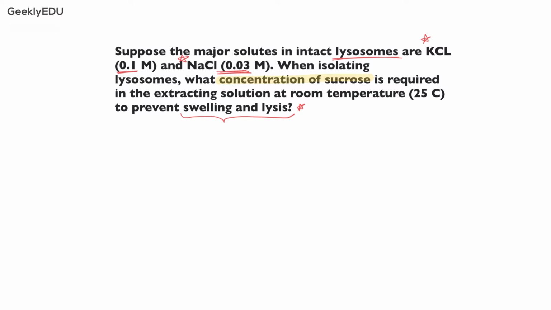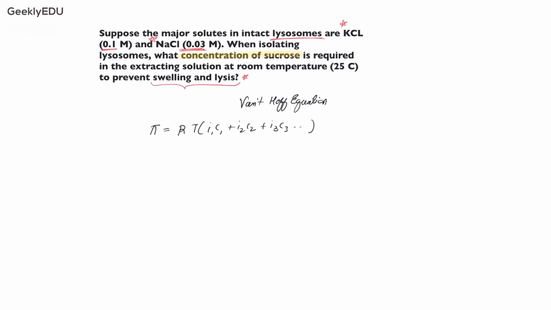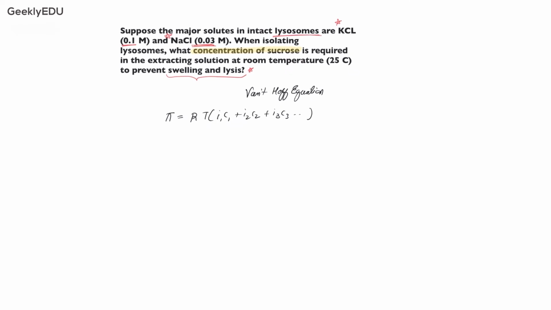For this, we are going to use the van 't Hoff equation, which is very important. The van 't Hoff equation reads: pi, which stands for the pressure, equals RT (I1 C1 plus I2 C2 plus I3 C3) and so on, right? Now, what are these values? Let us calculate these values for your lysosome, and that will give us the required value for your sucrose. So R, what is R?